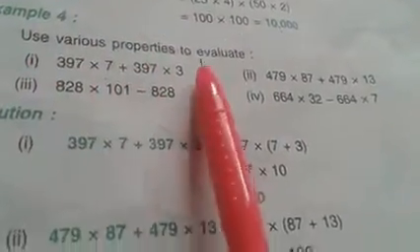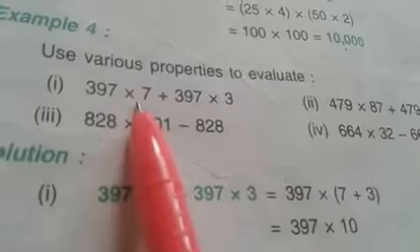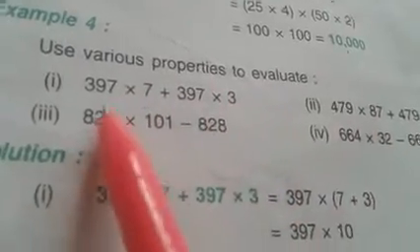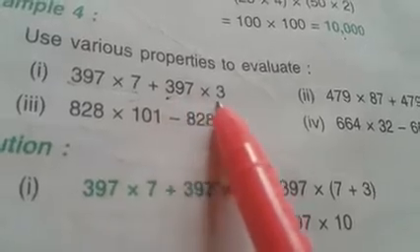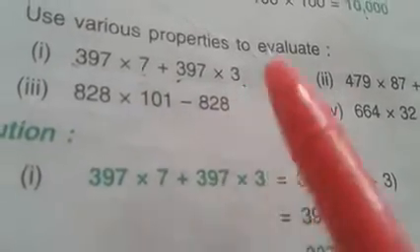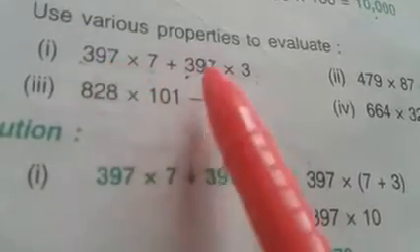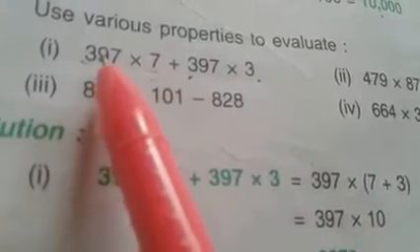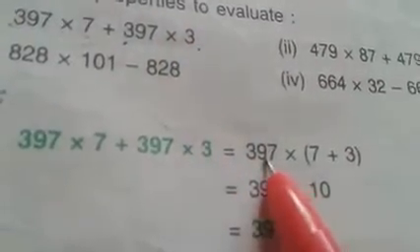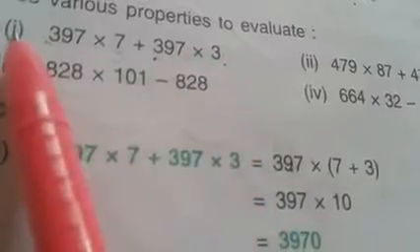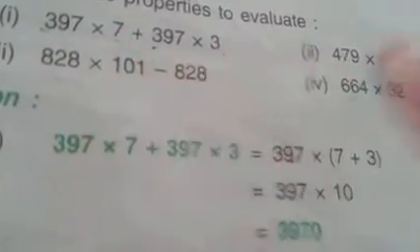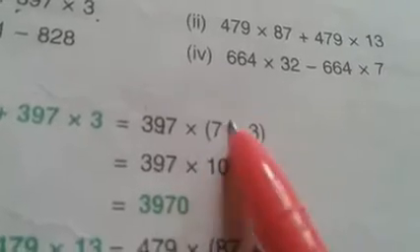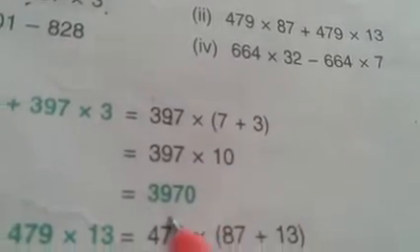Now you can see, use various properties to evaluate. Here you can see 397 multiplied by 7 plus 397 multiplied by 3. These are two important segments. What is common in these two? 397 is common, meaning 397 is present here also and here also. So I have to separate out 397 multiplied by what is left, 7 plus 3. 397 I have removed and what is left inside is 7 plus 3. So 397 multiplied by 7 plus 3, 10. So 397 into 10 is 3970.